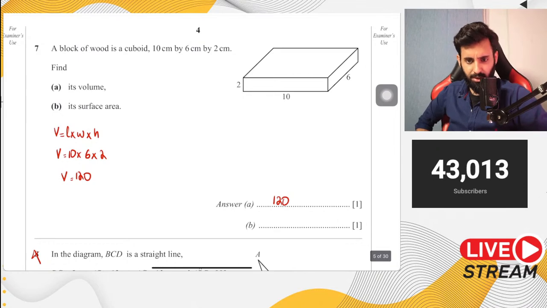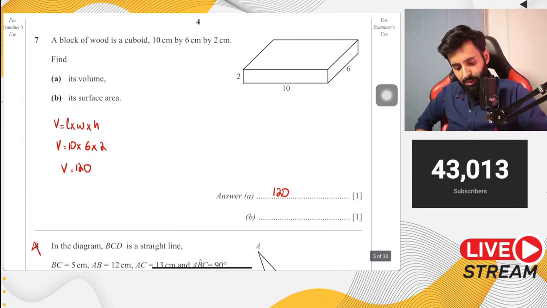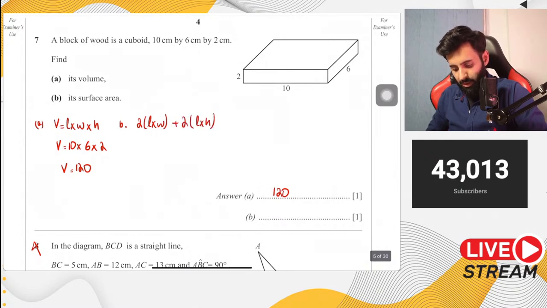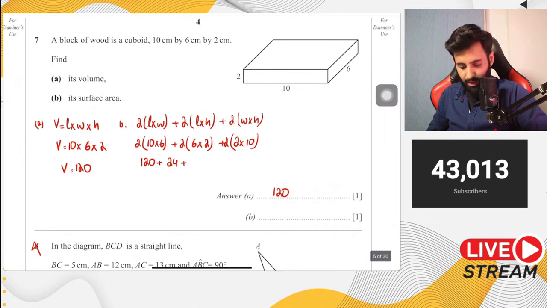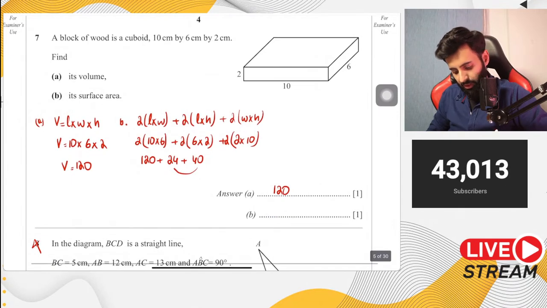Again, let me make sure I haven't made a calculation error. Yep, it's all good. Then comes part B, where we have to find out the surface area. Remember the formula for surface area is twice of length into width plus twice of length into height plus twice of width into height. So 2 times 10 into 6 plus twice of 6 into 2 plus twice of 2 into 10. 60 into 2 is 120. 12 into 2 is 24, and then 20 into 2 is 40. So 40 plus 24 is 64, 64 plus 120 is 184 centimeter square.